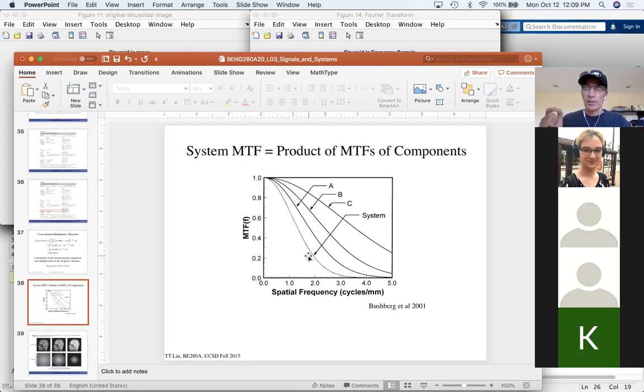So if the object is much smaller than what you can resolve with your system, it will look like a blob in your picture, and the width of that blob is the point spread function. And so you can characterize it on either side. You can look at the point spread function or the modulation transfer function.